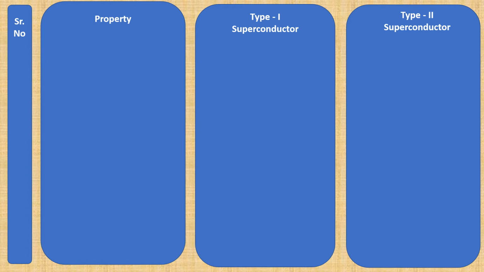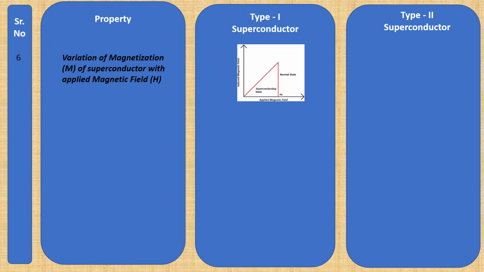Now we see the next property. The next property is the variation of magnetization of a superconductor with applied magnetic field. It means when we apply an external magnetic field, how does the magnetization in the superconductor vary? First we see, in type 1 superconductor, how magnetization varies with change in applied magnetic field in the form of a graph. So see, along the x-axis is the applied magnetic field and along the y-axis is the variation in magnetization.